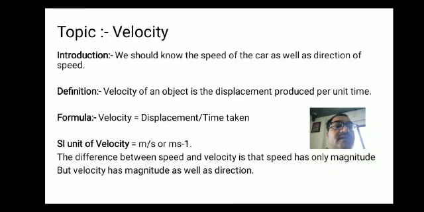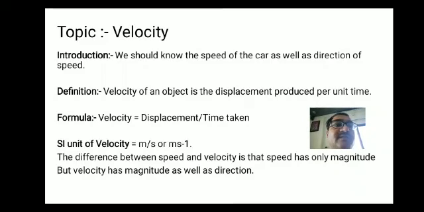How do we define velocity? Velocity of an object is defined as displacement produced per unit time, or displacement covered per unit time. How can we write its formula? Velocity is written as displacement divided by time taken. What is the SI unit of velocity? Displacement SI unit is meter and time SI unit is second, so velocity SI unit is meter per second. Speed SI unit and velocity SI unit are the same, meter per second.